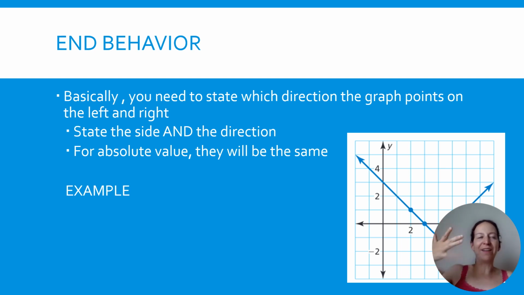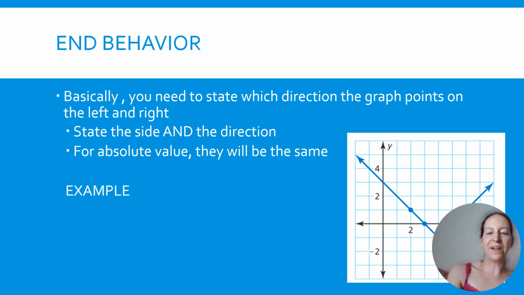Behavior, we mean, is it pointing up or is it pointing down? Which way is it pointing? You need to state which end, so the side that you're on, and also the direction that it is pointing. For absolute value, they're going to be the same. Okay, so because of absolute value, they're either both going to point up or they're both going to point down. Not for every function that we ever look at, though.